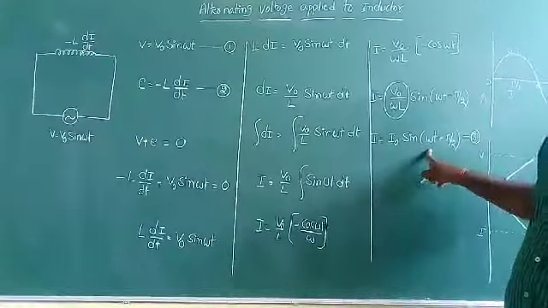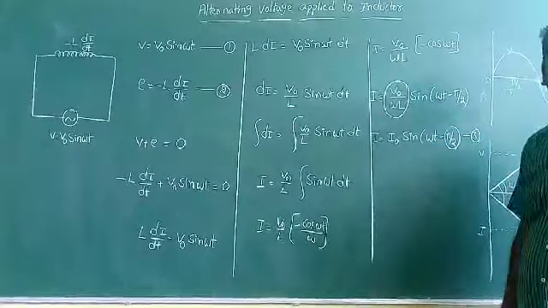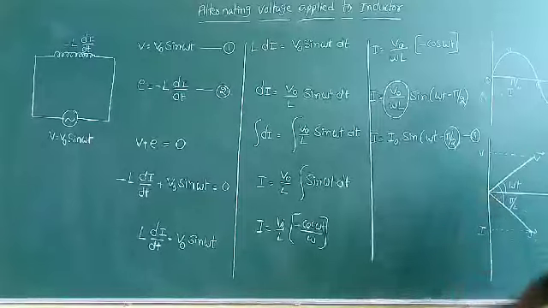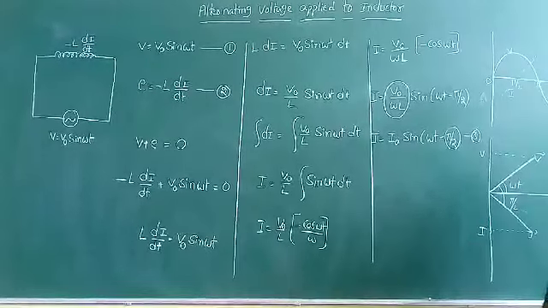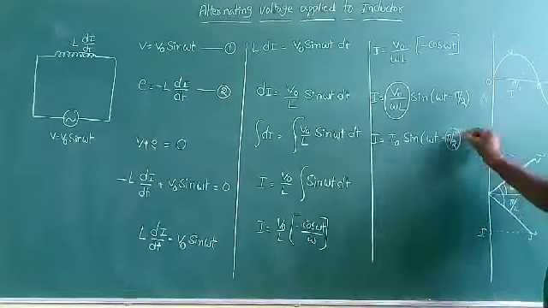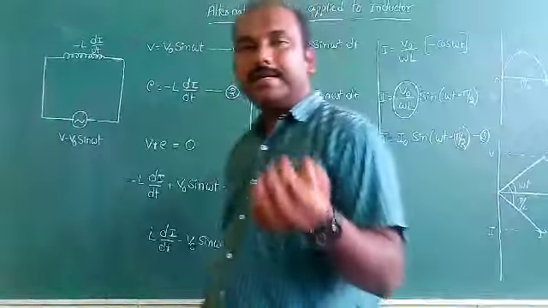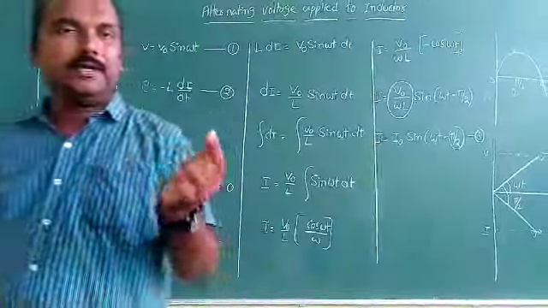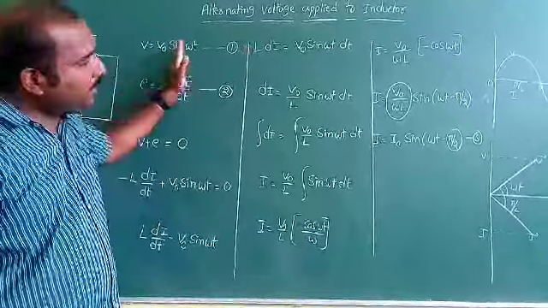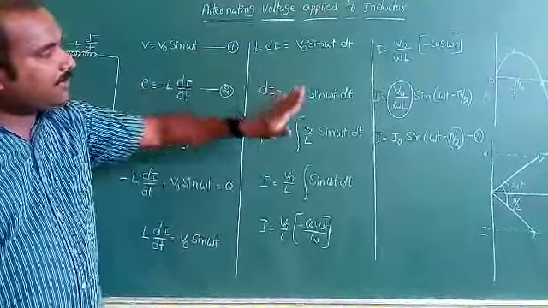How much phase difference is there? A phase difference of pi by 2. So if you compare the first and third equations, the voltage and current are not in phase, they are out of phase, and the phase difference between them is 90 degrees. Which one is leading and which one is lagging? We can find that by using the graph.